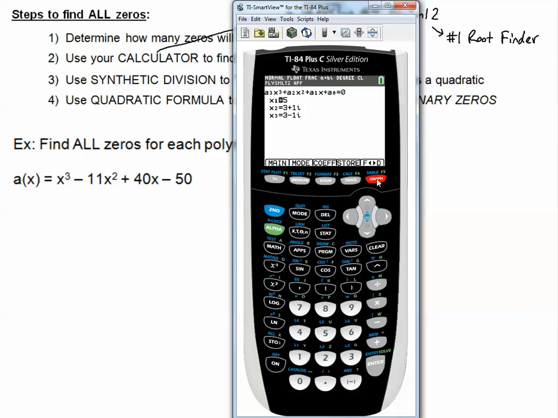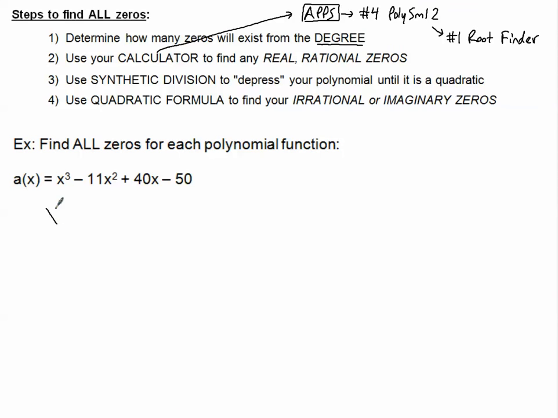And there it is. It solved it for us. One of the answers is 5, and the other 2 answers are 3 plus i and 3 minus i. That's great. The calculator's basically done all of the work for us. Let's go ahead and write that down. x equals 5 and 3. I'm going to write it as 3 plus or minus i.